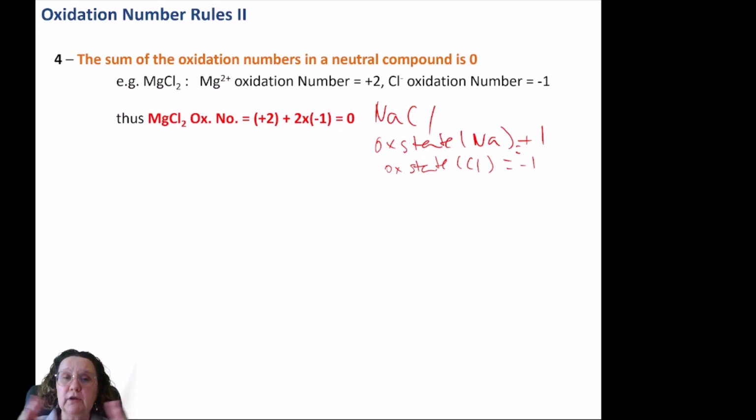So overall, if I add up the charges, the +2 from the magnesium, well, it's more correct to say, if I add up the oxidation numbers, I've got the magnesium that has +2, and the chlorine that has -1, and I have 2 of them, and they add up to 0. So the oxidation number of chlorine is -1, and I have two of them.